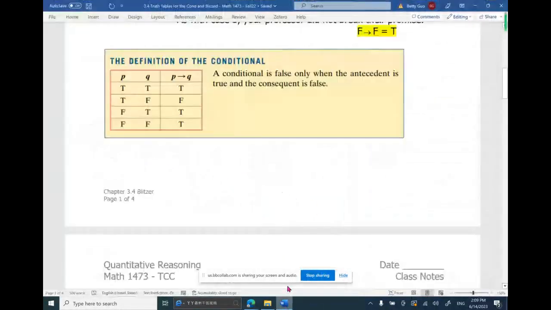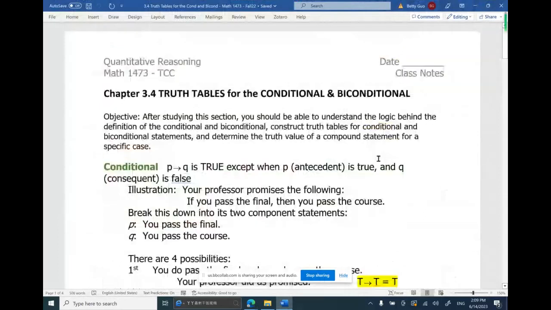Hello class. In this video, we continue talking about truth tables. Last video, we covered truth tables for negation, conjunction, and disjunction. And today, we are going to talk about truth tables for the conditional and biconditional statements.